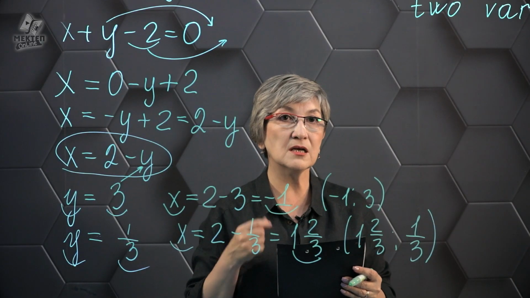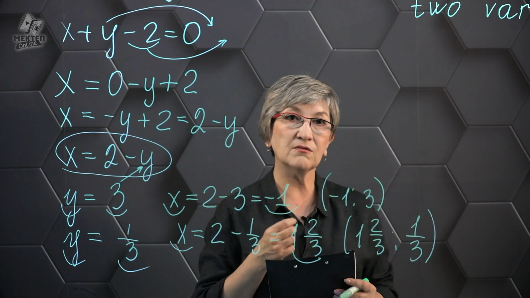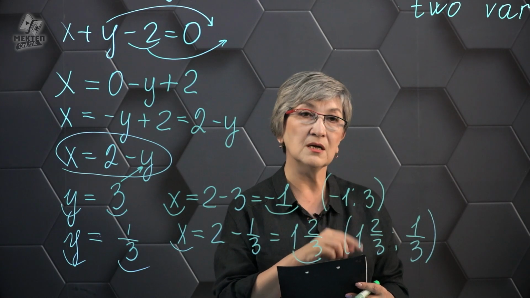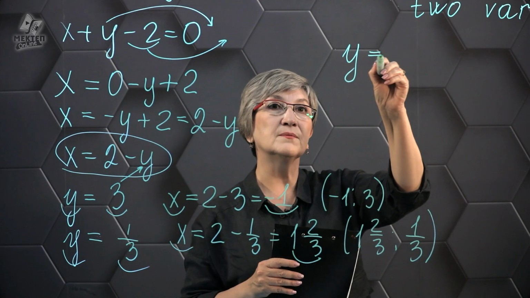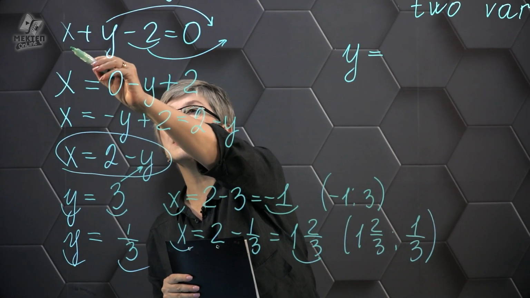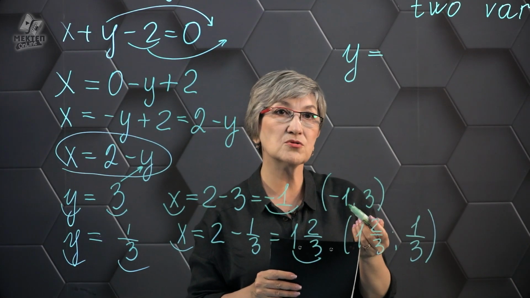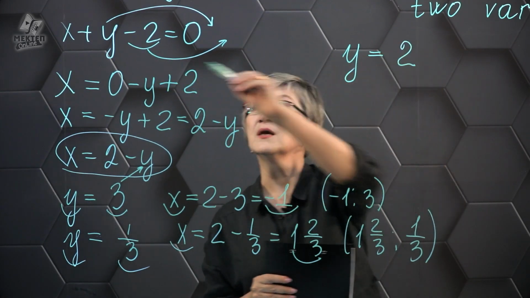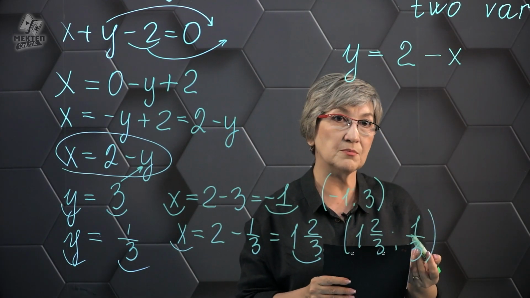You may ask the following question. Can we express the variable y? Sure. If the condition tells you to express the variable y through the variable x, then you should be able to write the expression y equals. And using our original equation, we're going to move the variable x to the right-hand side and the number minus 2 to the right-hand side. What's the result? If I move minus 2 to the right side, it's the number 2. And if I move x to the right side, it's minus x. I don't write down the number 0.